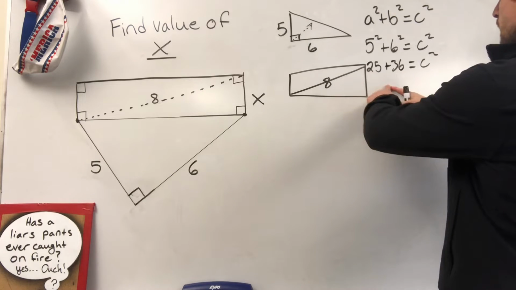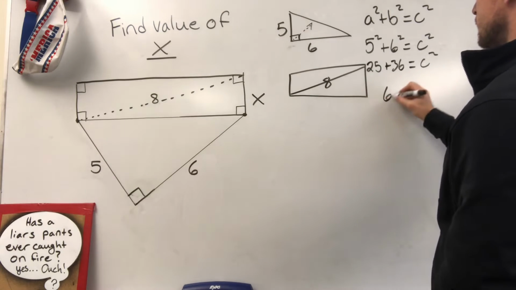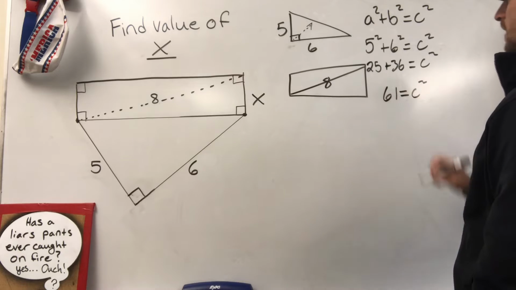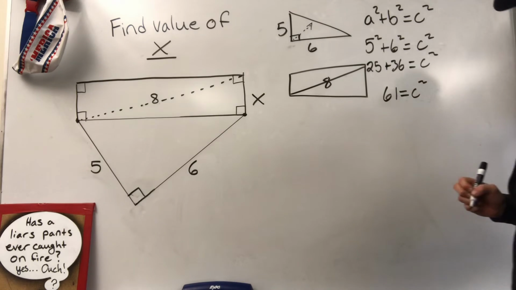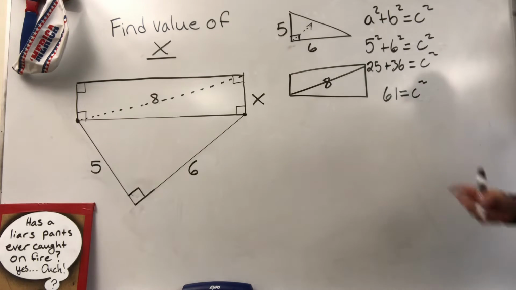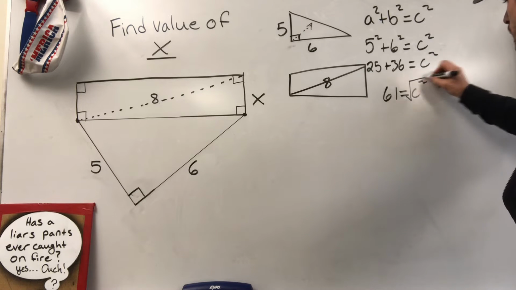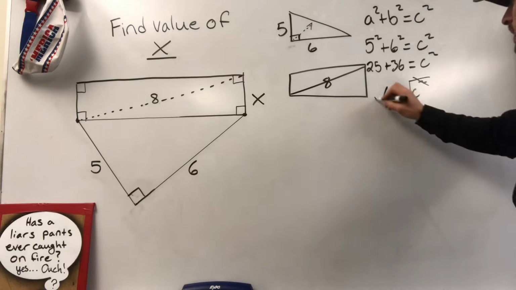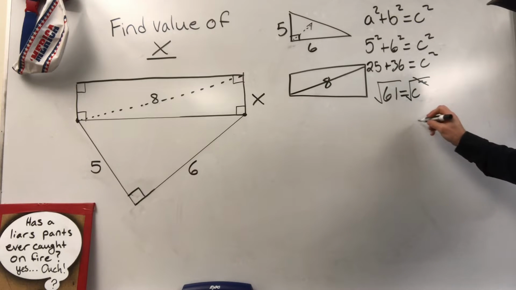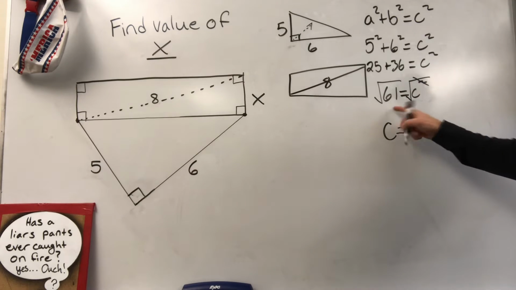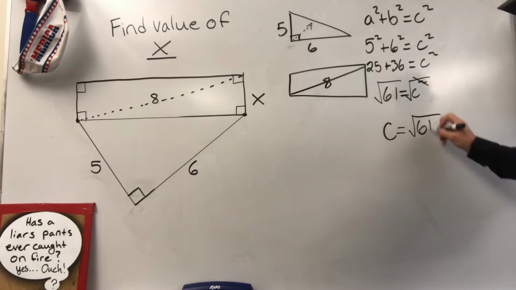I need to combine 25 and 36 together, that's going to give me 61 equals c squared. And my last and final step to figure out what c would have to be is to get rid of the exponent of 2. Opposite of squaring something is to square root it, inverse operate, square root 61. So now we know c is equal to the square root of 61.